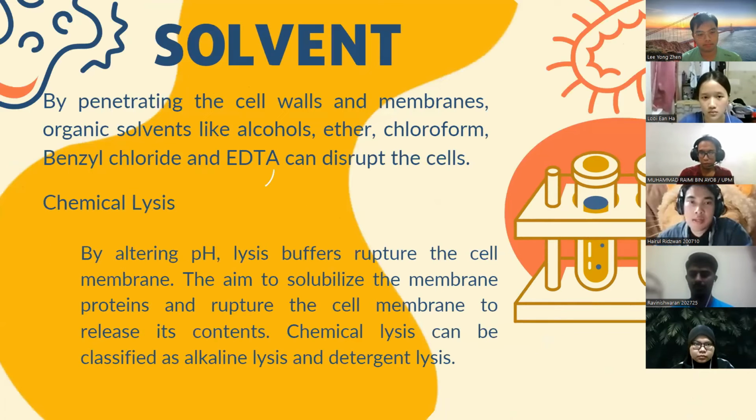So I would like to go to the next method, which is solvent. By penetrating the cell walls and membrane, organic solvents like alcohol, ether, chloroform, benzyl chloride, and EDTA can disrupt the cells. This is the method we know as chemical lysis. By altering the pH, lysis buffer destabilizes the cell membrane. The aim is to stabilize the membrane protein and rupture the cell membrane to release its content, such as DNA, organelles, and more for further experiments. Chemical lysis can be classified as alkaline lysis and detergent lysis. That's all from me. I would like to pass to Mr. Ravi.